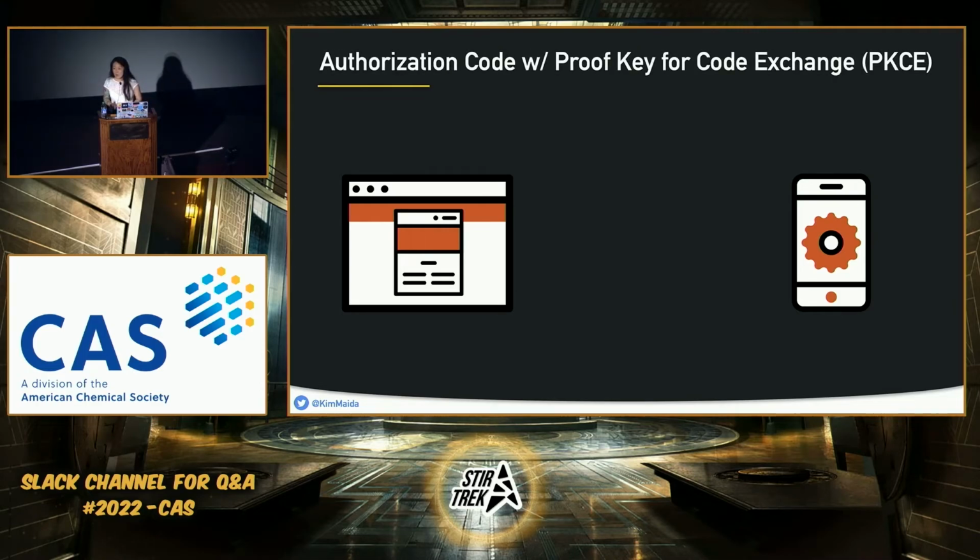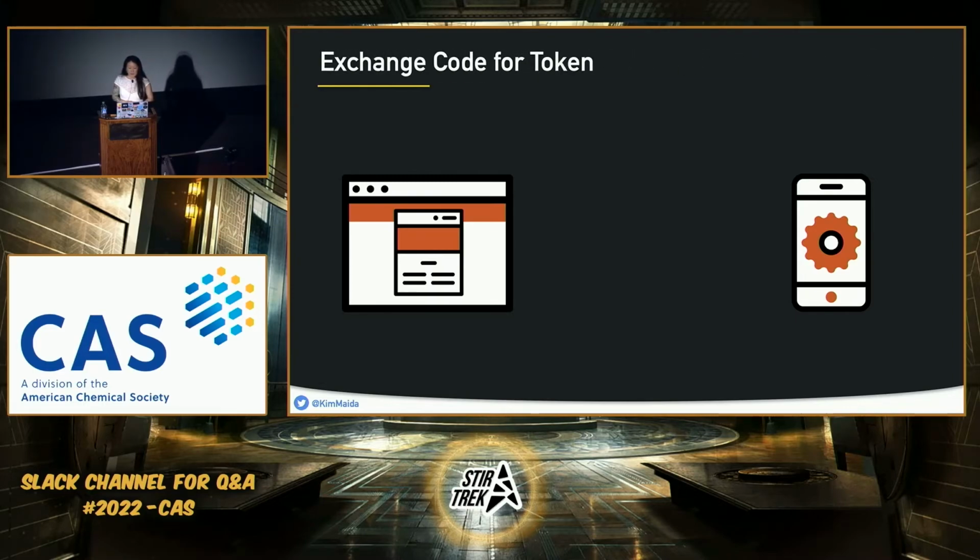And this mobile and now single-page application flow is called authorization code with proof key for code exchange, or PKCE. And in this flow, we exchange a code for tokens. We do this similarly to the way we do it for traditional web apps, but because this is a public client, we need to take some additional precautions. And I want to show you kind of how this works and why it works.